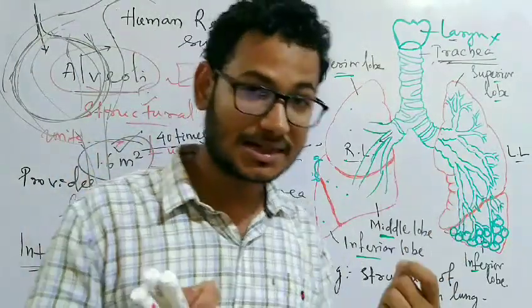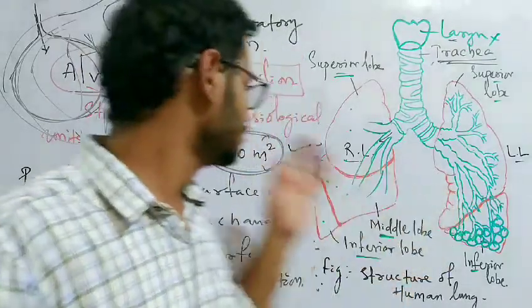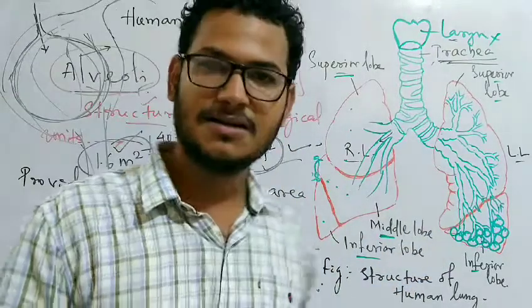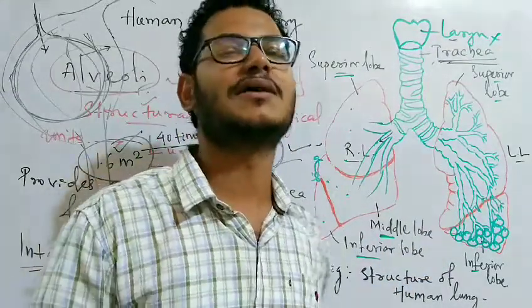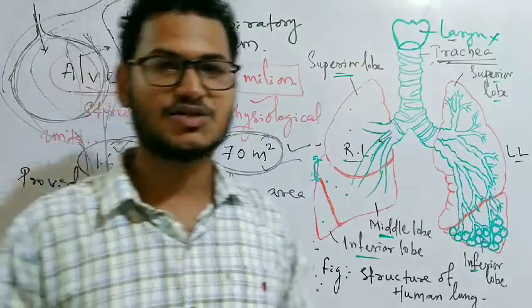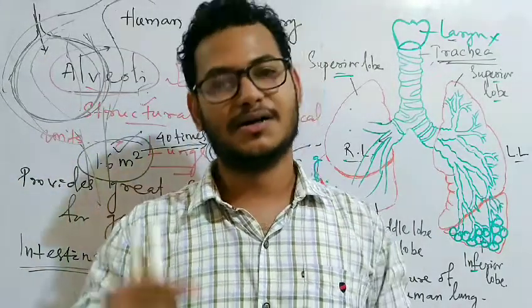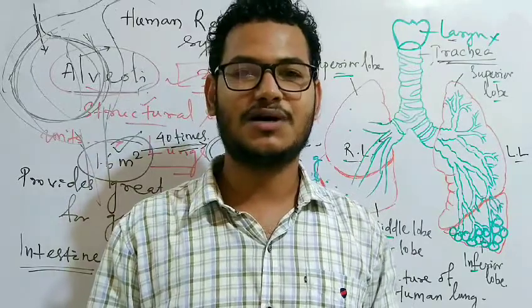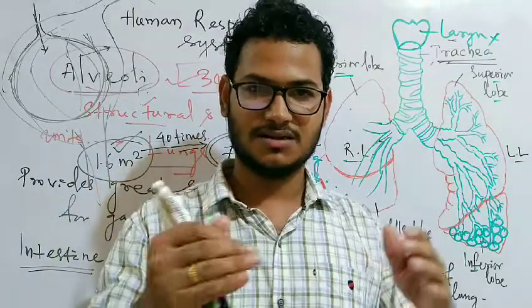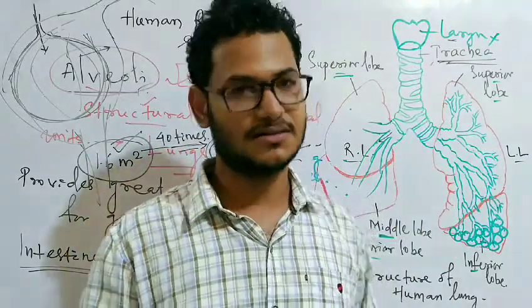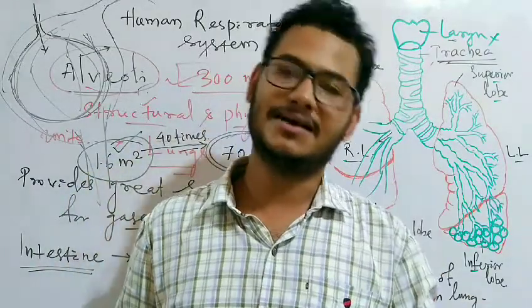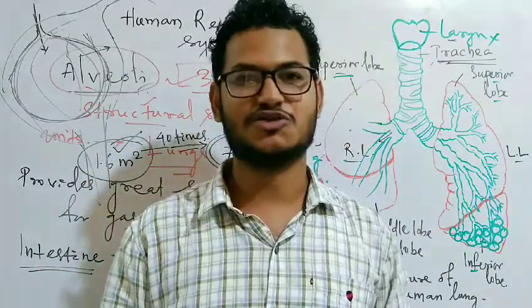So what are the characteristics of the wall that permit the passage of oxygen and carbon dioxide through it? Let's start this video, and we will also learn in this video about the structure and location of the lungs, and the internal and external structure of the lungs as well.